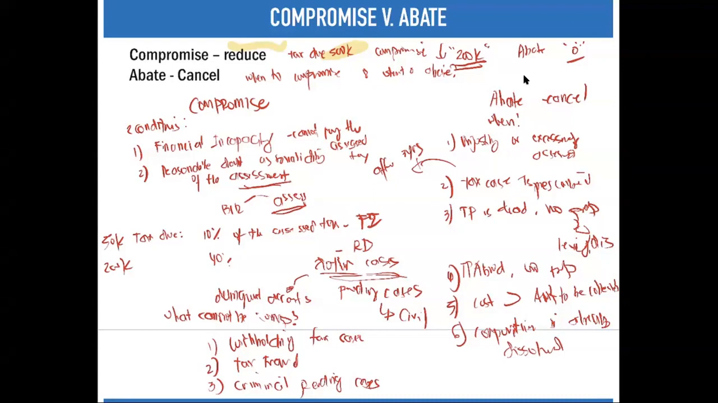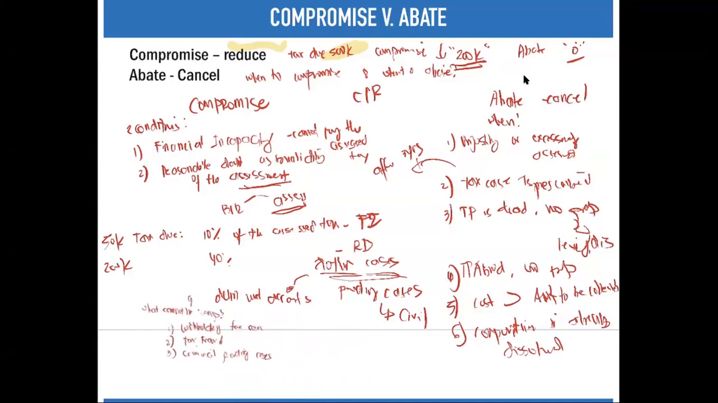So again, who can compromise or abate? It is the CIR who can compromise or abate. It is the CIR who can compromise and who can abate as a general rule. Is there an exception to that rule? General rule, it is the CIR. What is the exception to that rule?